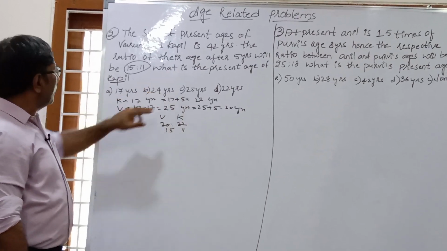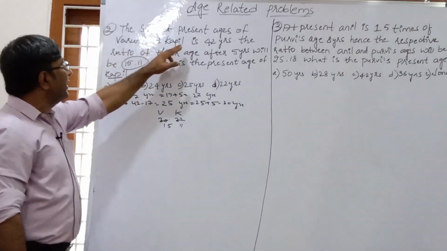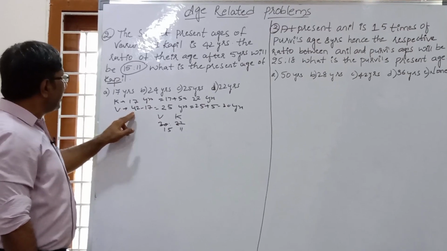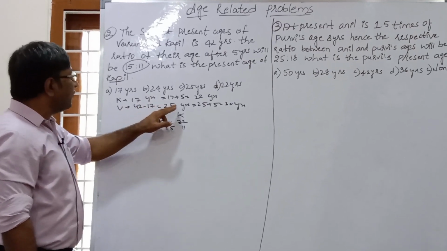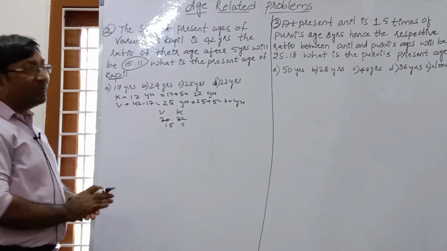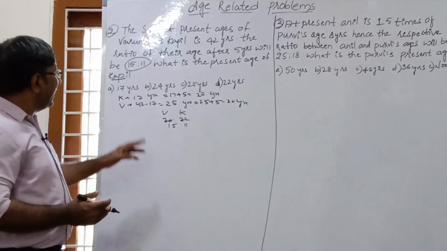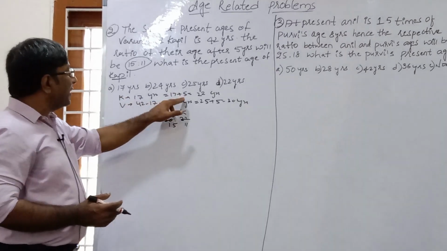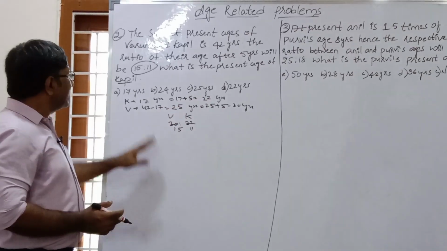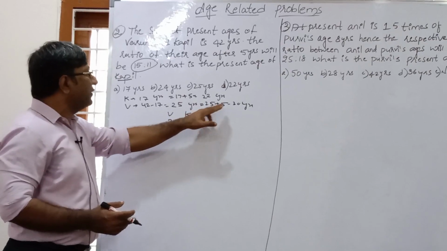But according to the question, what will Varun's age be? The sum of Varun and Kapil is 42. If Kapil is 17, then Varun will be 42 minus 17, that is 25. These are the present ages. Now we have to check the ratio of the ages after 5 years, so we add 5. Kapil's age after 5 years will be 17 plus 5, that is 22 years. In the same way, Varun's age after 5 years will be 25 plus 5, 30 years.